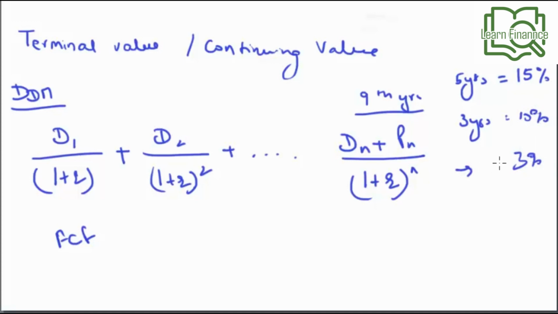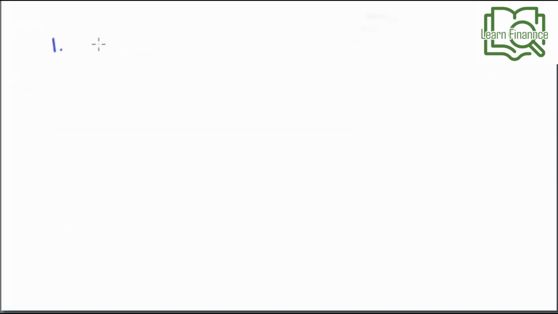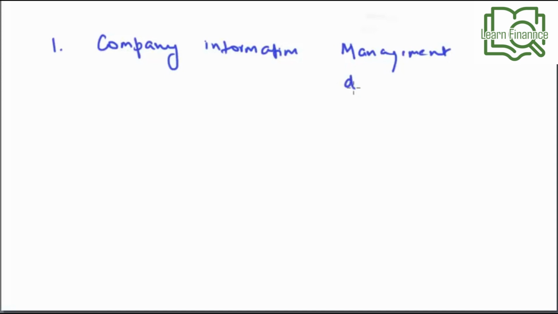The terminal value formula can be applied only at a stage when we have a constant growth rate. We apply terminal value beyond a certain point, as we do not have any visibility of the data points beyond that. Before that year, we will look at the company's information. We will look at the management discussion and analysis section. These are all available in annual reports, commonly known as 10-K reports.